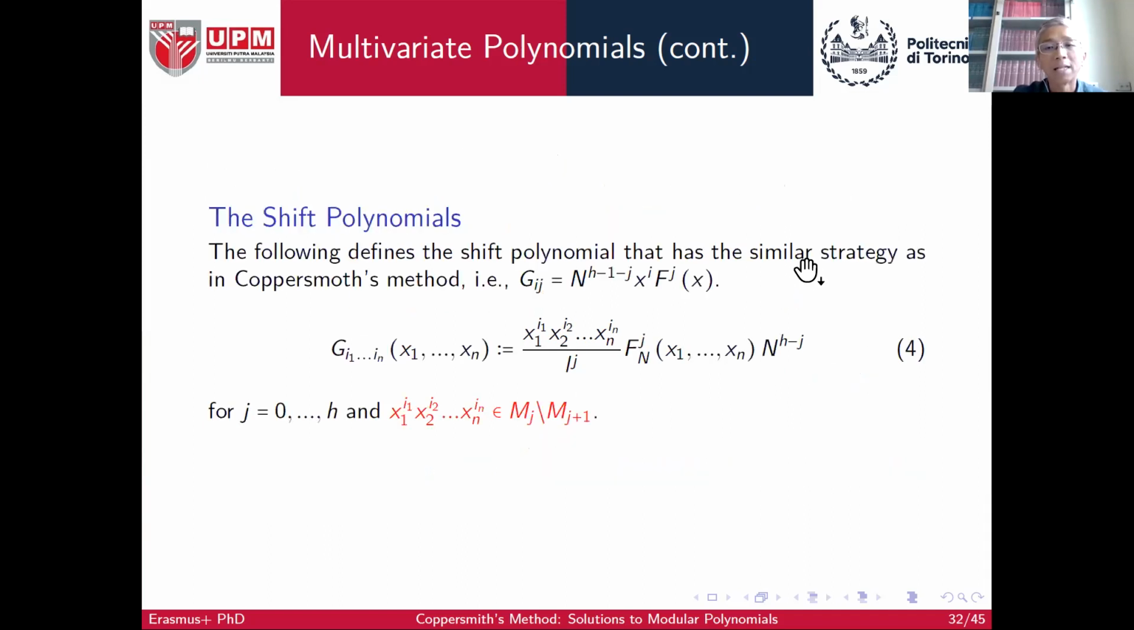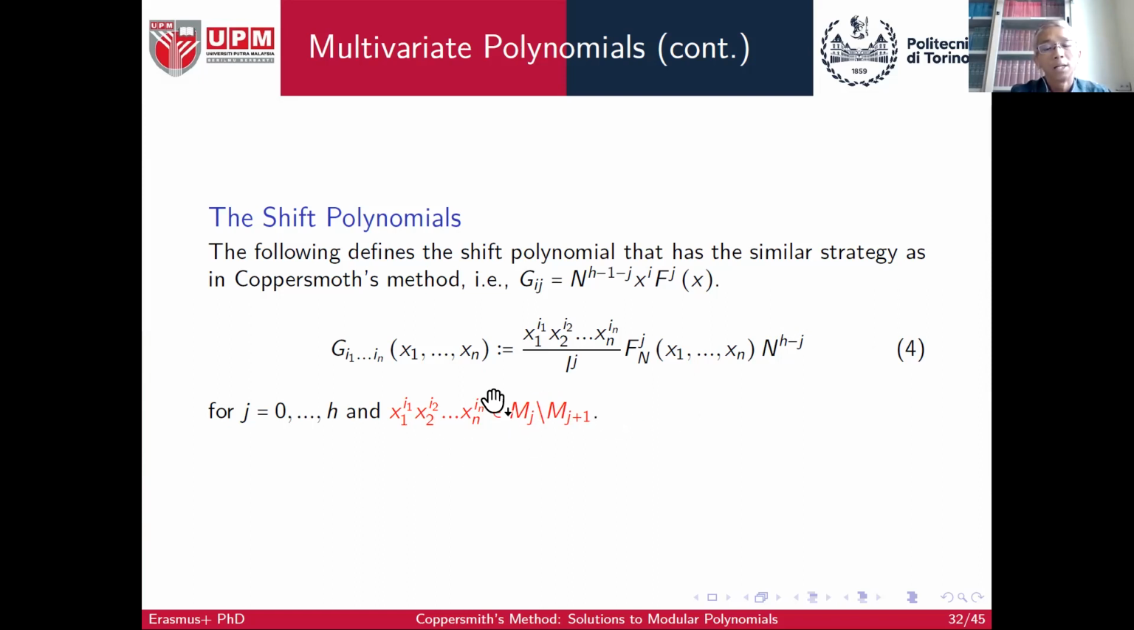And this set of M is especially useful when we want to construct the shift polynomial, that is the g polynomials. Now, the following defines the shift polynomial that has a similar strategy as in the Coppersmith method. When you look at the form, you notice that there are similarities here, except that we have to choose carefully how we want to include the monomials or the variables in the g. Since now we have two variables x, y, we must do the shift carefully so that it reduces the dimension, and at the same time, it makes our computation simpler and more efficient.